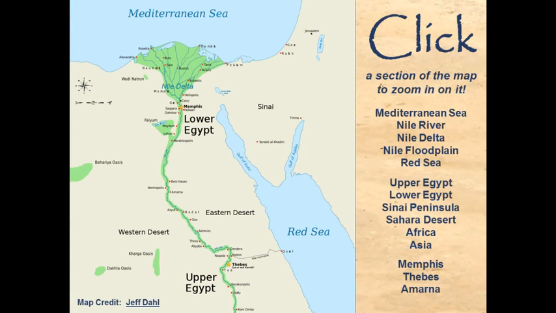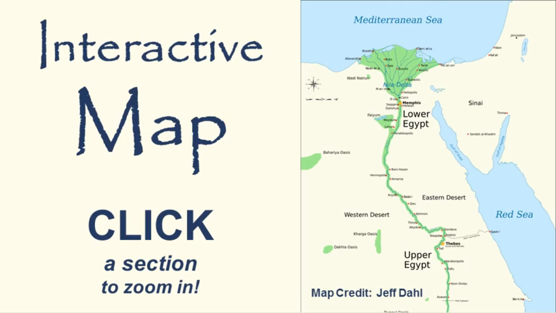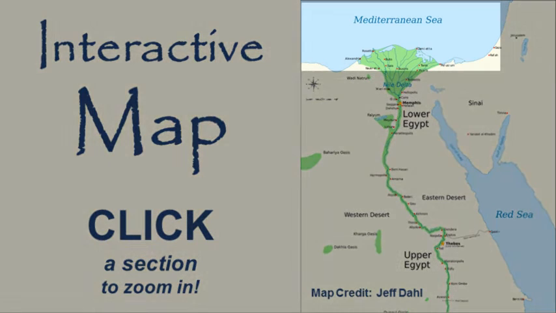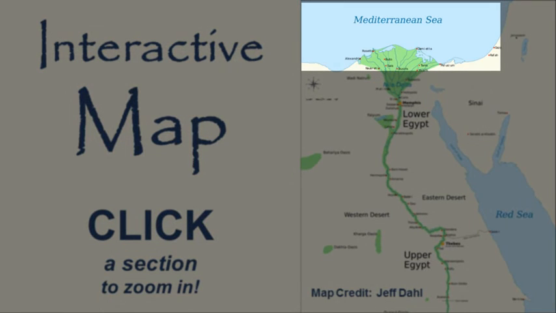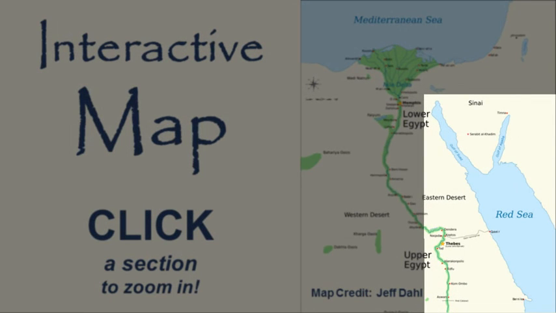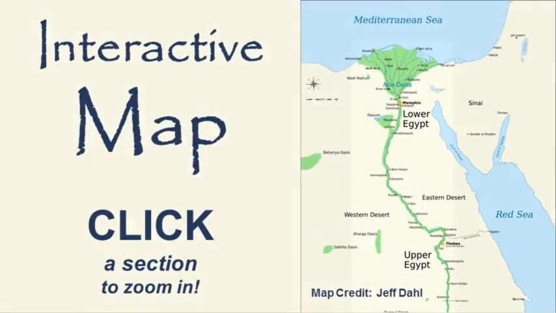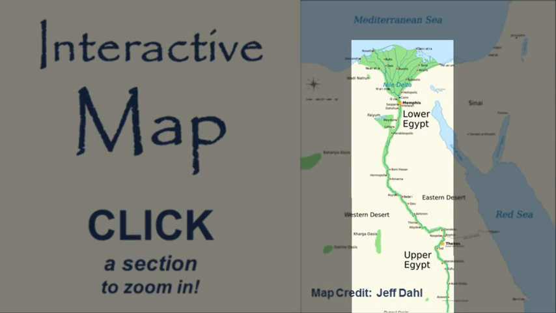Now let's take a quick look at a map of Egypt, courtesy of Jeff Dahl, who made this and made it available to the public. And I'm going to help you identify some places that are going to be on your map quiz. First of all, bodies of water. You can see the Mediterranean Sea to the north, you can see the Red Sea to the east of Egypt. And then you can see the Nile River here at the center.